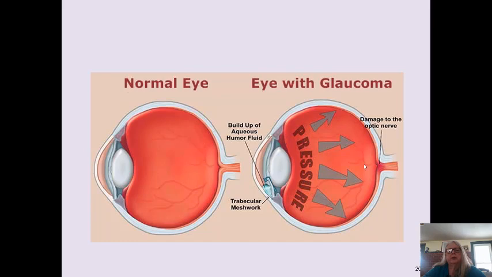Here's how the pressure builds up. And you might even see a slight bulging of the eye, but I would suspect, especially in a new nurse where eyes aren't your special area of specialty, you're probably not going to notice that as quickly as somebody who is used to looking for the slight bulging of the eye.